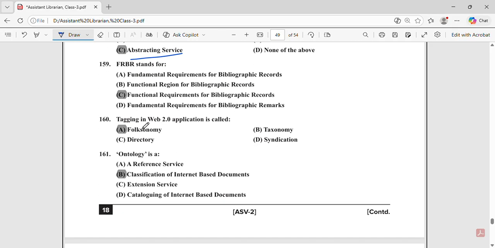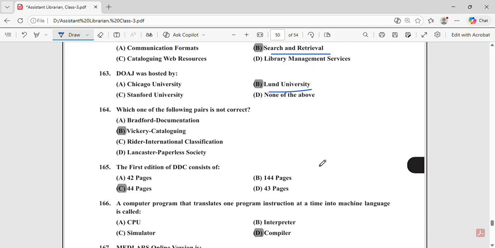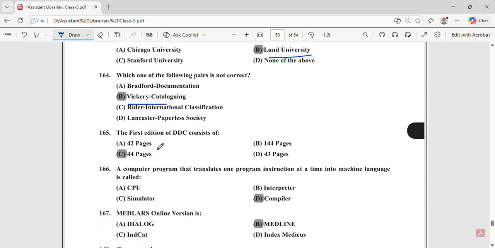In which year were the 7 phases of information literacy developed? 2004. MAPA is an abstracting service. FRBR stands for Functional Requirements for Bibliographic Records. Tagging in Web 2.0 application is called taxonomy. Ontology is a classification of internet-based documents. Z39.50 is a standard for search and retrieval. DOAJ was hosted by Lund University.